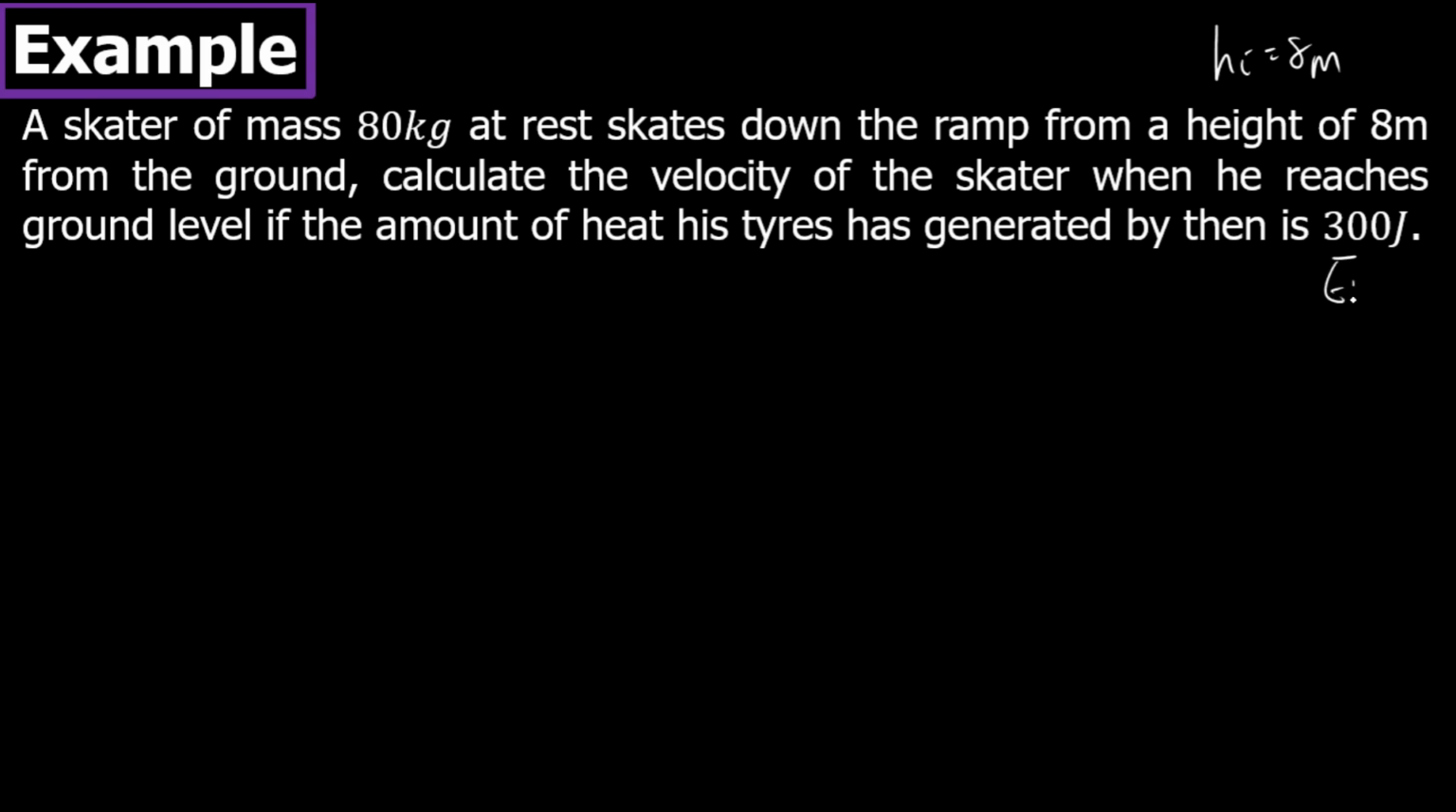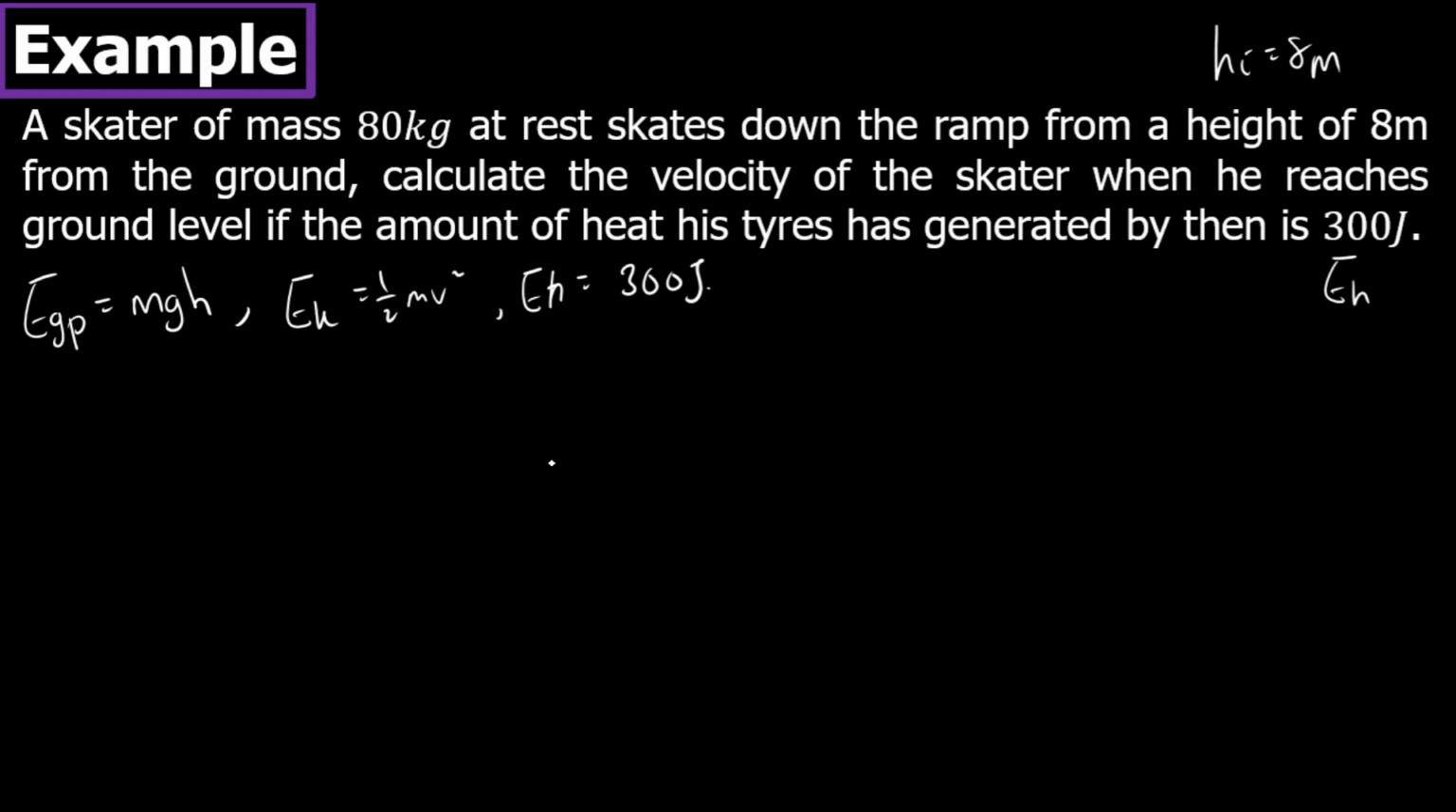So we have heat. How many types of energy do we have? We have the gravitational potential energy, EGP, which is mgh. Then we have kinetic energy, because we have some velocity, half mv squared. And then we have heat energy. In this particular question, you are given the value, which is 300 joules.